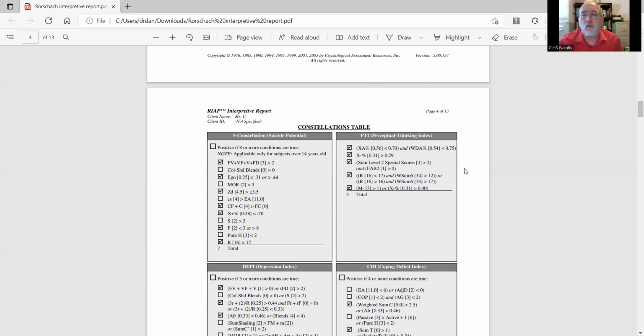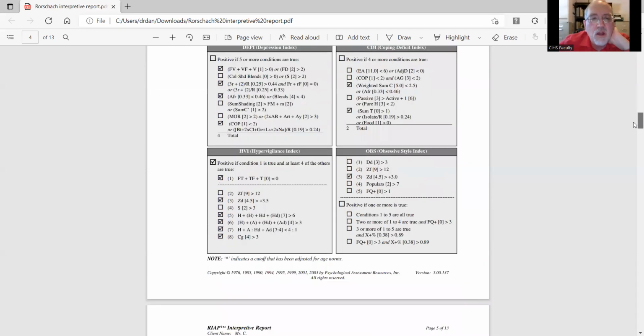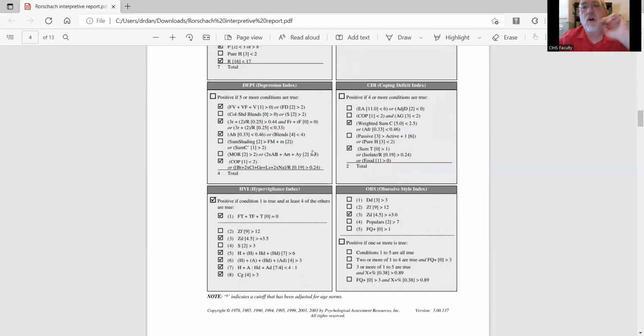However, for the perceptual thinking index, this person met all of the criteria. That means there's some evidence of difficulties with the person's perceptual thinking. Down here, let's see what other constellations they didn't meet.